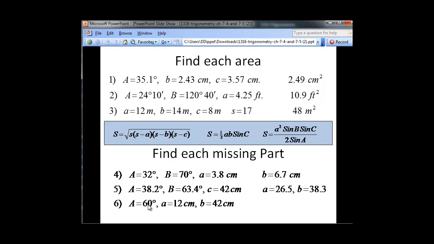And then number 6, law of cosines. If you have a 60, an A and a B, you should get no triangle. Sorry, law of sines. There's no triangle on that one.